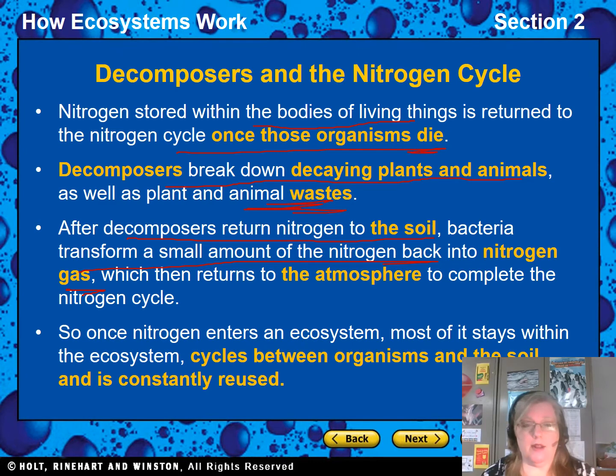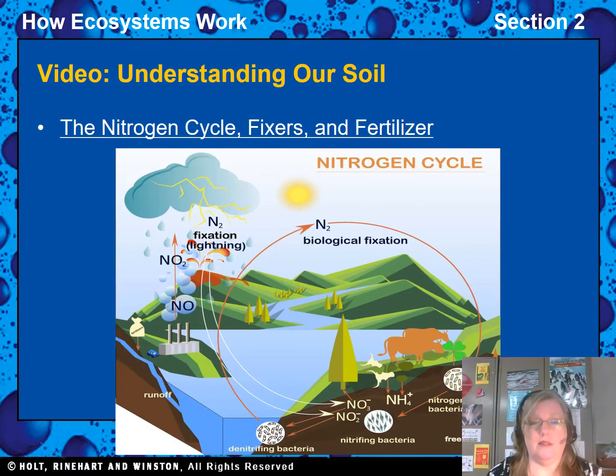All right, so once the nitrogen enters an ecosystem, most of it stays within the ecosystem. Most of it, once it turns solid, stays solid. But then again, there are the ones who put it back as gas. So the cycle between the organism and soil is constantly being reused. Okay, Earth's recycling system.